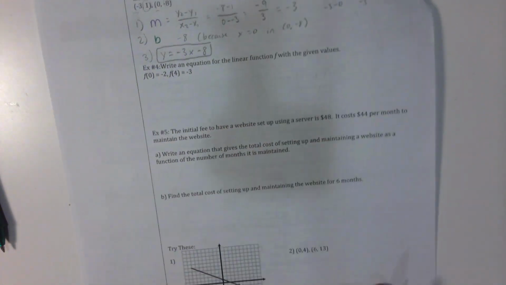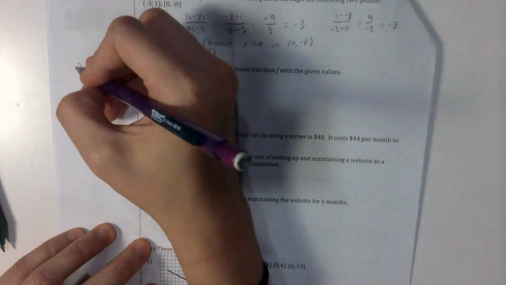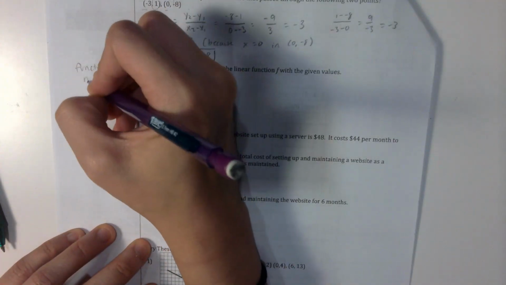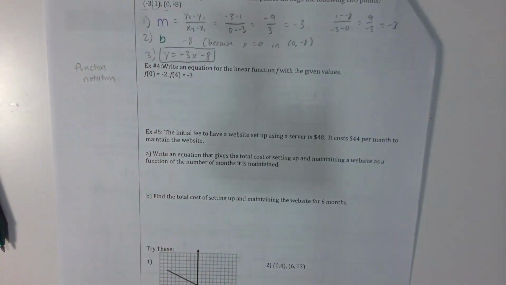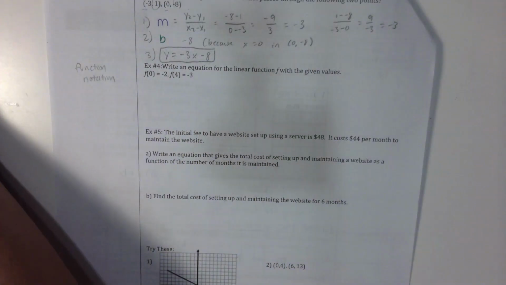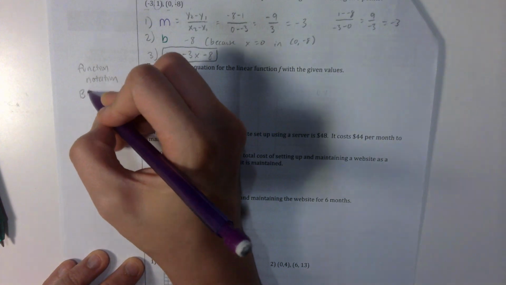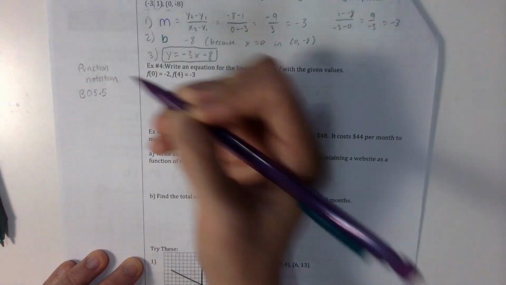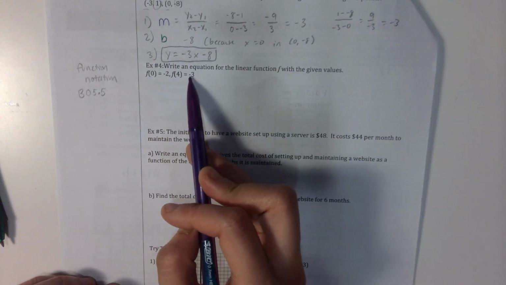Write an equation for the line with the given values. Okay, so this looks icky, but it's just function notation, right? What lesson did we learn that in? I think we learned it in 5.5. Let me double check. Yes, function notation was from 5.5. So this is pretty much saying f of 0 equals negative 2, f of 4 equals negative 3.